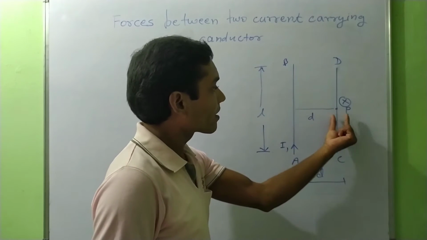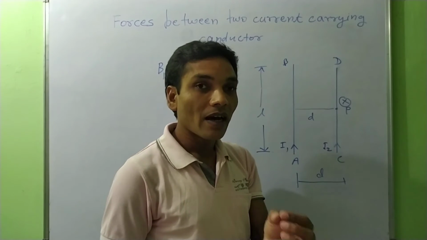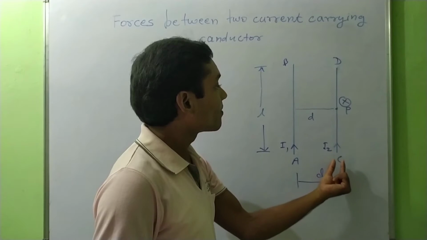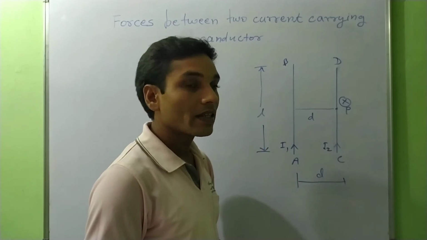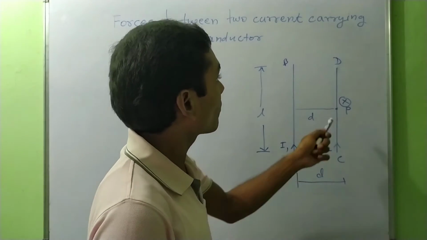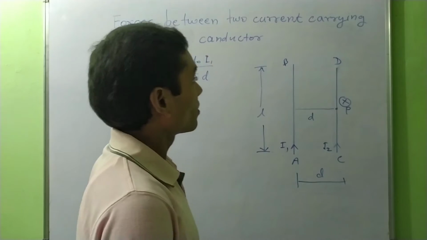So this conductor CD will experience a force, because the current I2 is flowing through the conductor CD. That's why it will experience a force. What will be the direction of the force on CD? We will determine the direction.